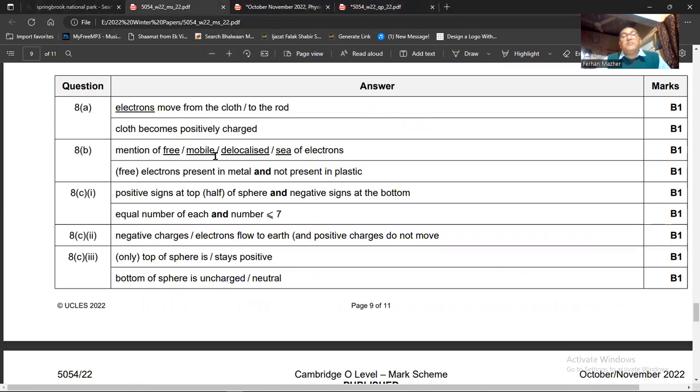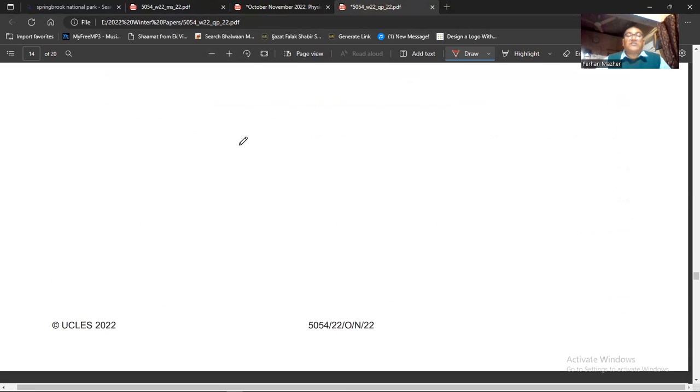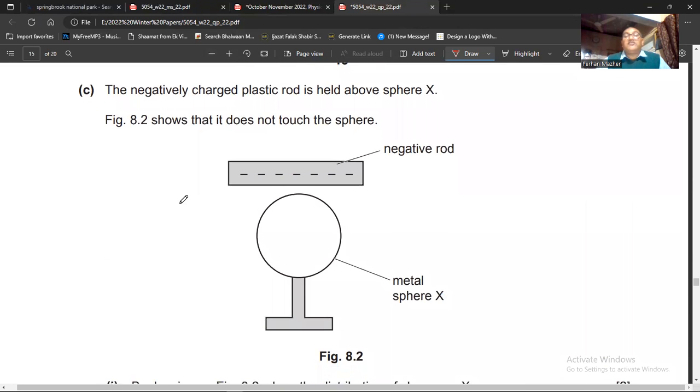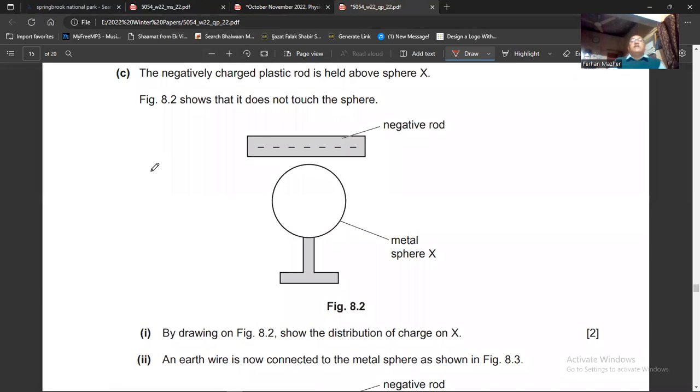Question number 8, B part. You can see the answers are here. You can check the marking scheme. Okay, so we are going to the next question, question number 8, C part. It says a negatively charged plastic rod is held above the sphere X. Figure 8.2 shows that it does not touch the sphere. By drawing on figure 8.2, show the distribution of charges on X.